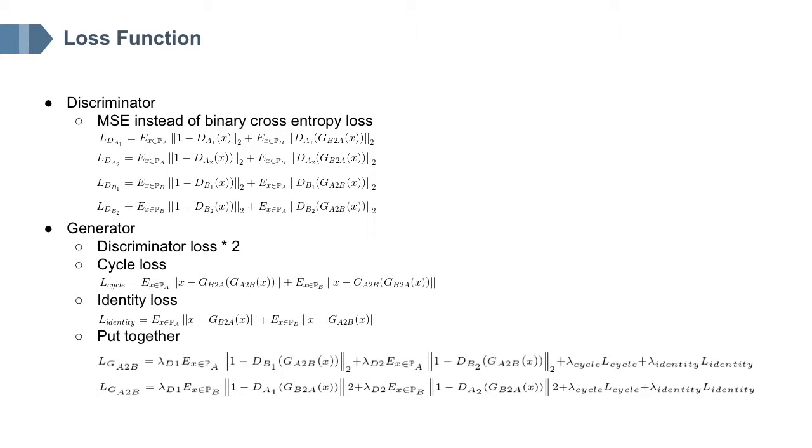To put the four losses together, we're going to apply different weights on each separate loss function. And by adding them up, we will get the ultimate generator loss.